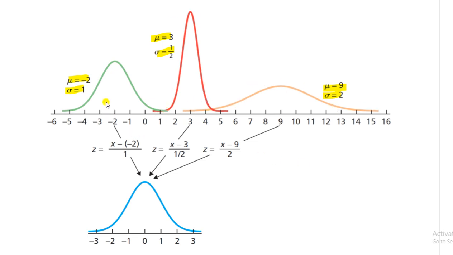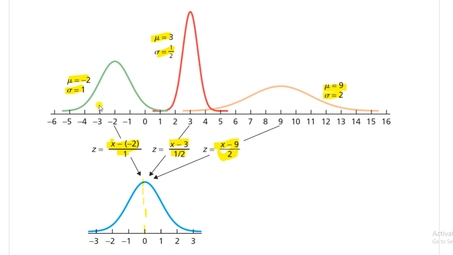When you convert them to z, here z will be x minus mu by sigma, where mu and sigma are these. Here x minus mu by sigma will become x minus 3 over 1 by 2. Here it will become x minus 9 by 2, because these are the values of sigma. You see, all 3 different distributions have been converted to a standard normal distribution, which is the same for all, 0 mean and unit variance.